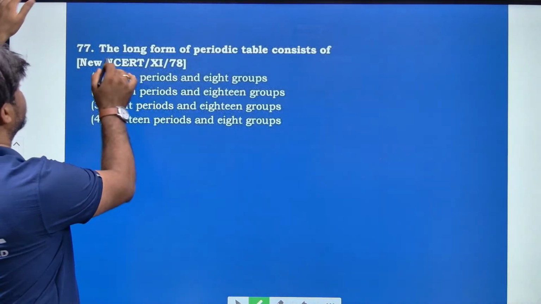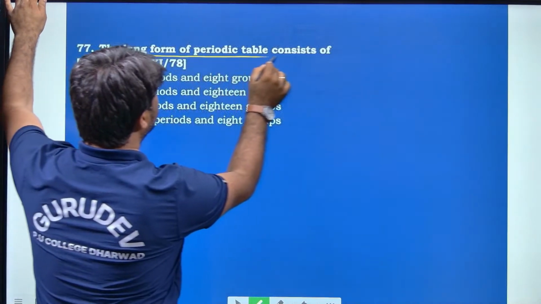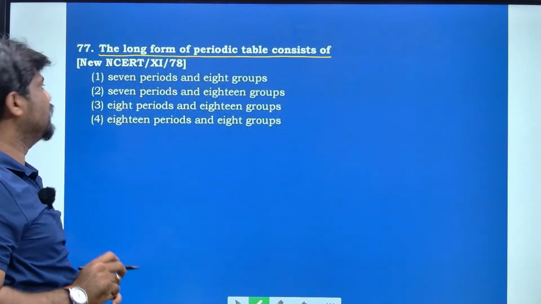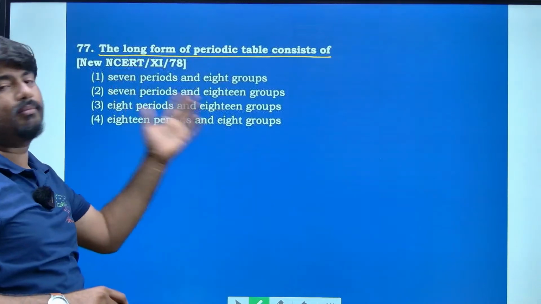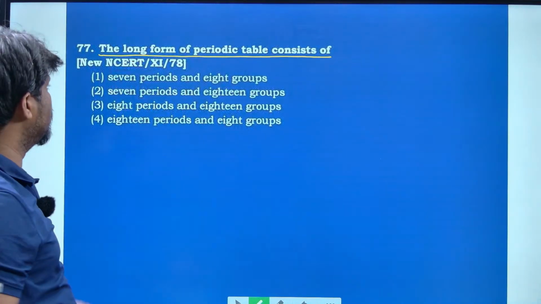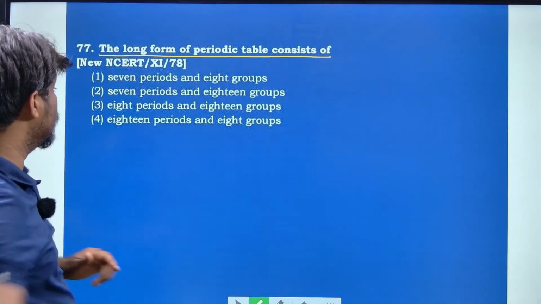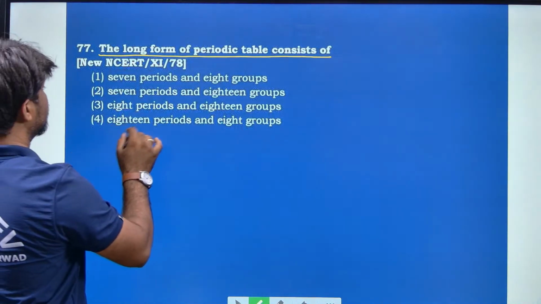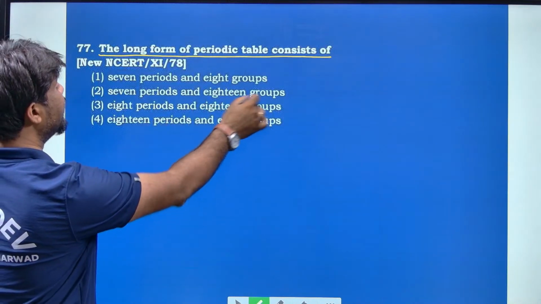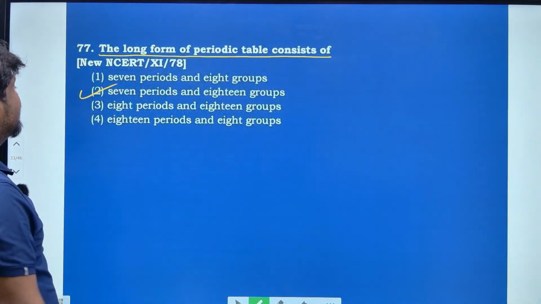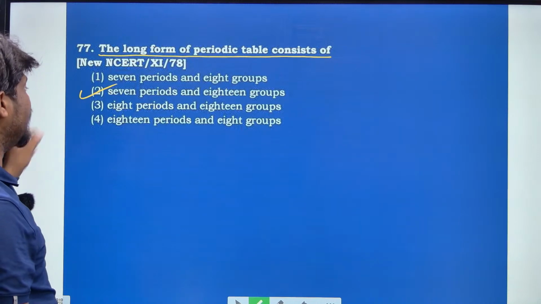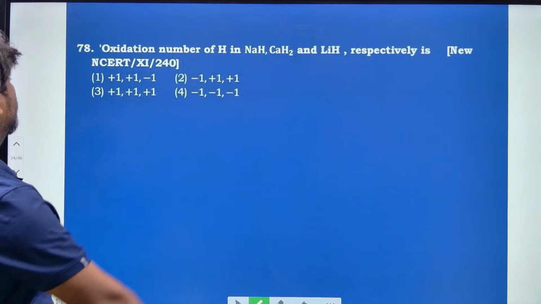Question number 77. The long form of periodic table consisting of. So they are asking here how many number of periods and how many number of groups. Yes, we know that the periodic table contains 7 periods and 18 groups. Okay? 7 periods and 18 groups. Answer 2 is the right answer for the question here. Well, dear students, go to the next.